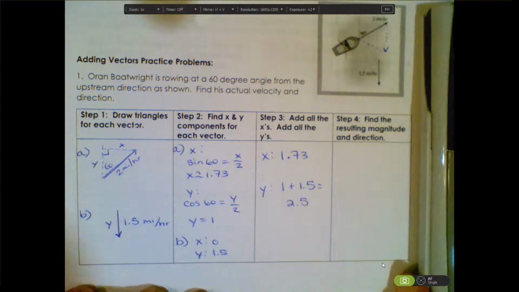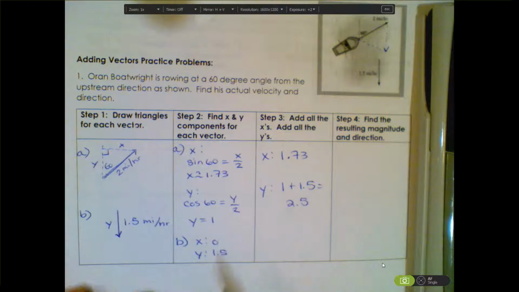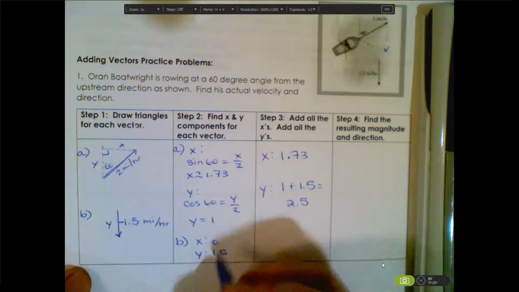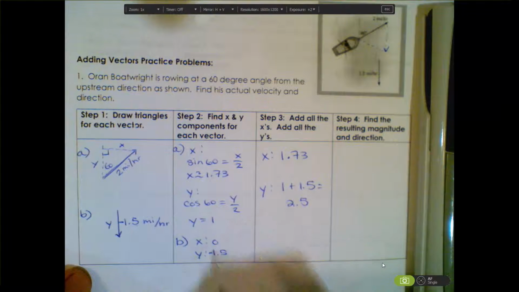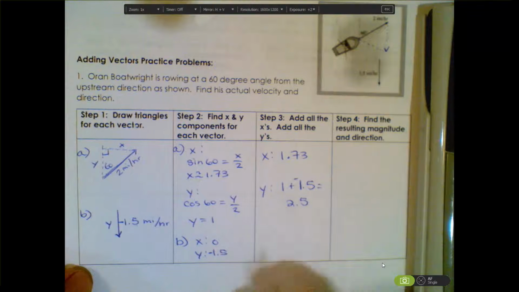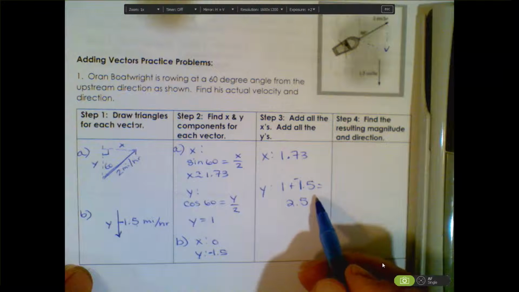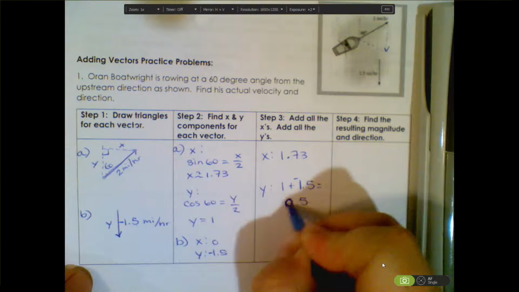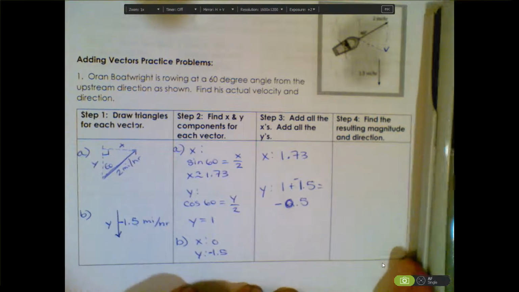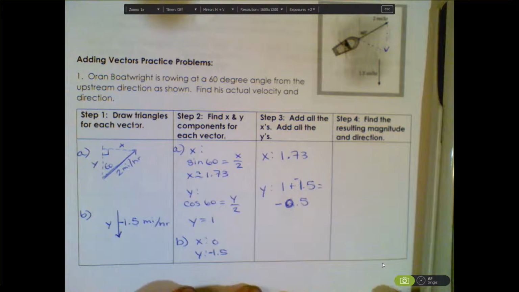Oh, but I just saw a little mistake. This vector is actually pointing towards the negative direction. So we need to make sure it's a negative 1.5 miles per hour, which means this will be negative, which means we are adding a negative here, which actually means that we have negative 0.5. Good thing we caught that mistake. It's so easy to make a mistake.